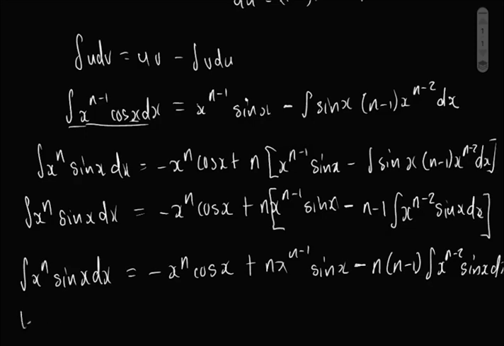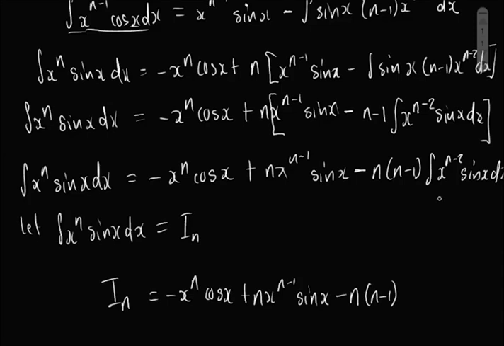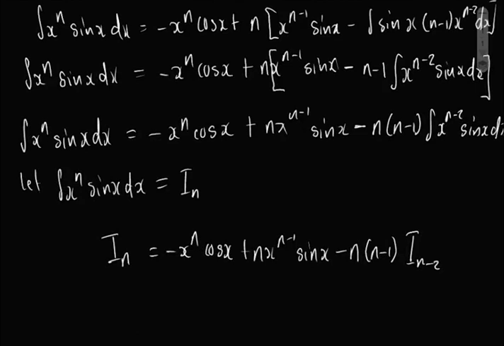And if we let this integral, the integral of x to the n sine x dx, be equal to I n, then we'd say that I n is therefore equal to negative x to the n cos x plus nx to the n minus 1 sine x, minus n times n minus 1 again. What is this now? This is x to the n minus 2 sine x in the same form, but this is now n minus 2, so it will be I of n minus 2. And that's it. So this is just how it goes.